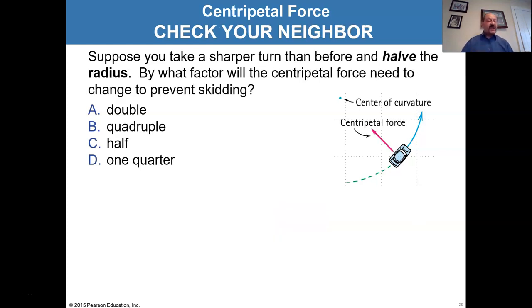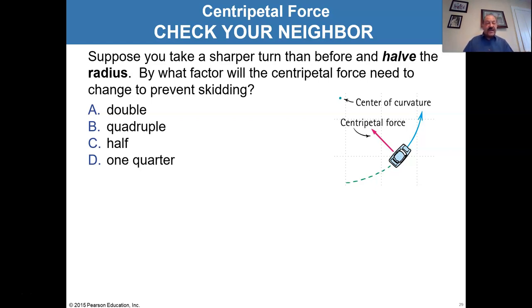What happens if you're taking a sharper turn and half the radius? In other words, we're cutting r down to half. We're dividing r by 2. Well, remember, what factor will the centripetal force need to change to keep from skidding? In other words, you're taking a tighter turn, centripetal force is definitely going to change. And we know radius is inversely proportional to centripetal force and centripetal acceleration.